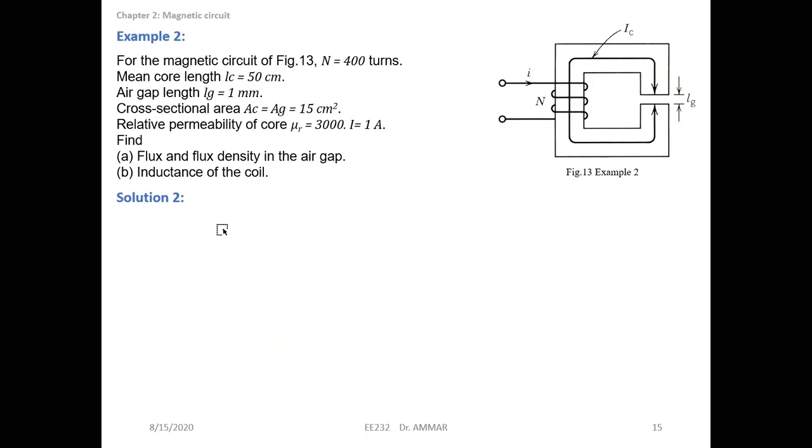Find the flux and the flux density in the air gap, and find the inductance of the core. So how can we find the flux and the flux density in the air gap? Okay, so let's go to the board firstly.